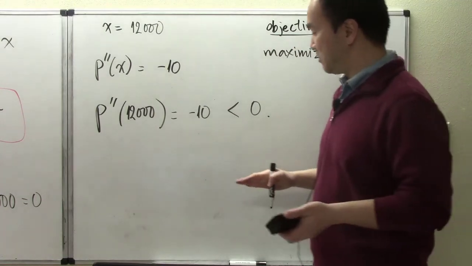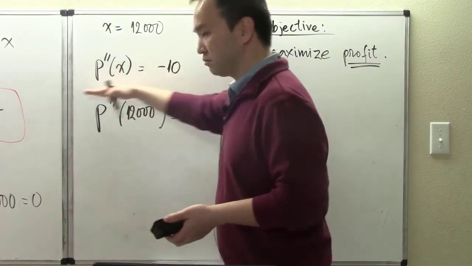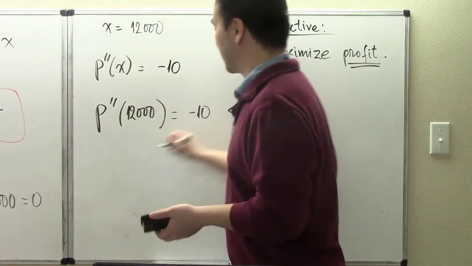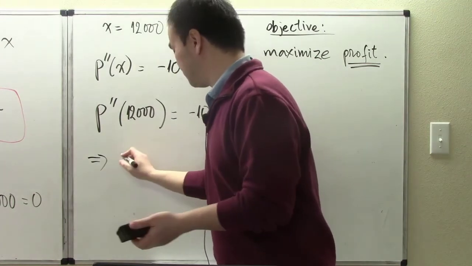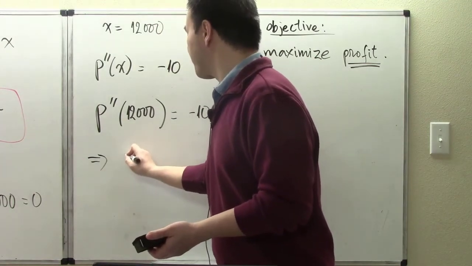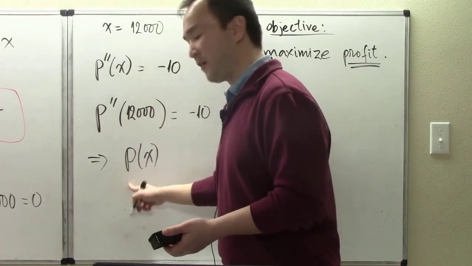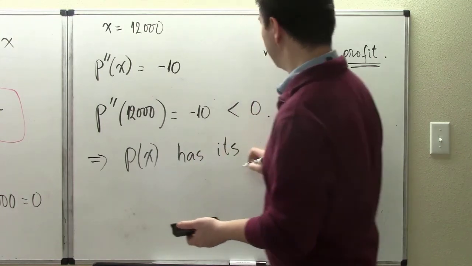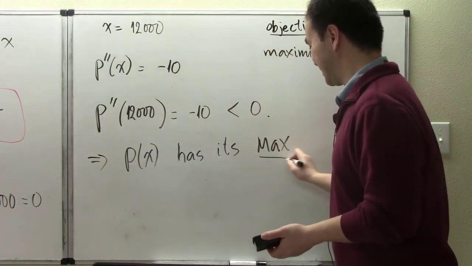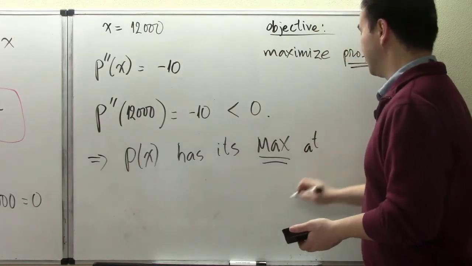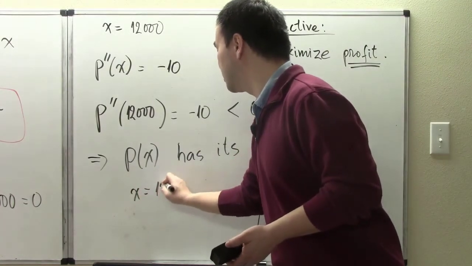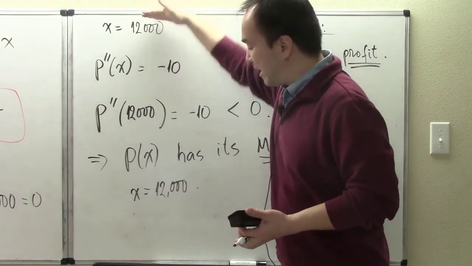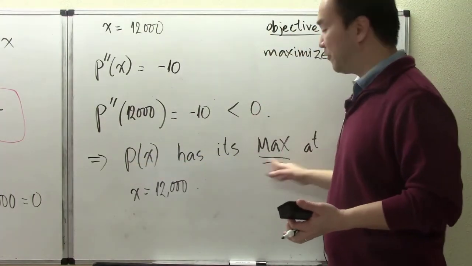Okay, and so the conclusion we have here is that P of x, our profit function, has its maximum at this critical value x equals 12,000. So now we're concluding that at this critical value we produce a maximum value for our P of x function.